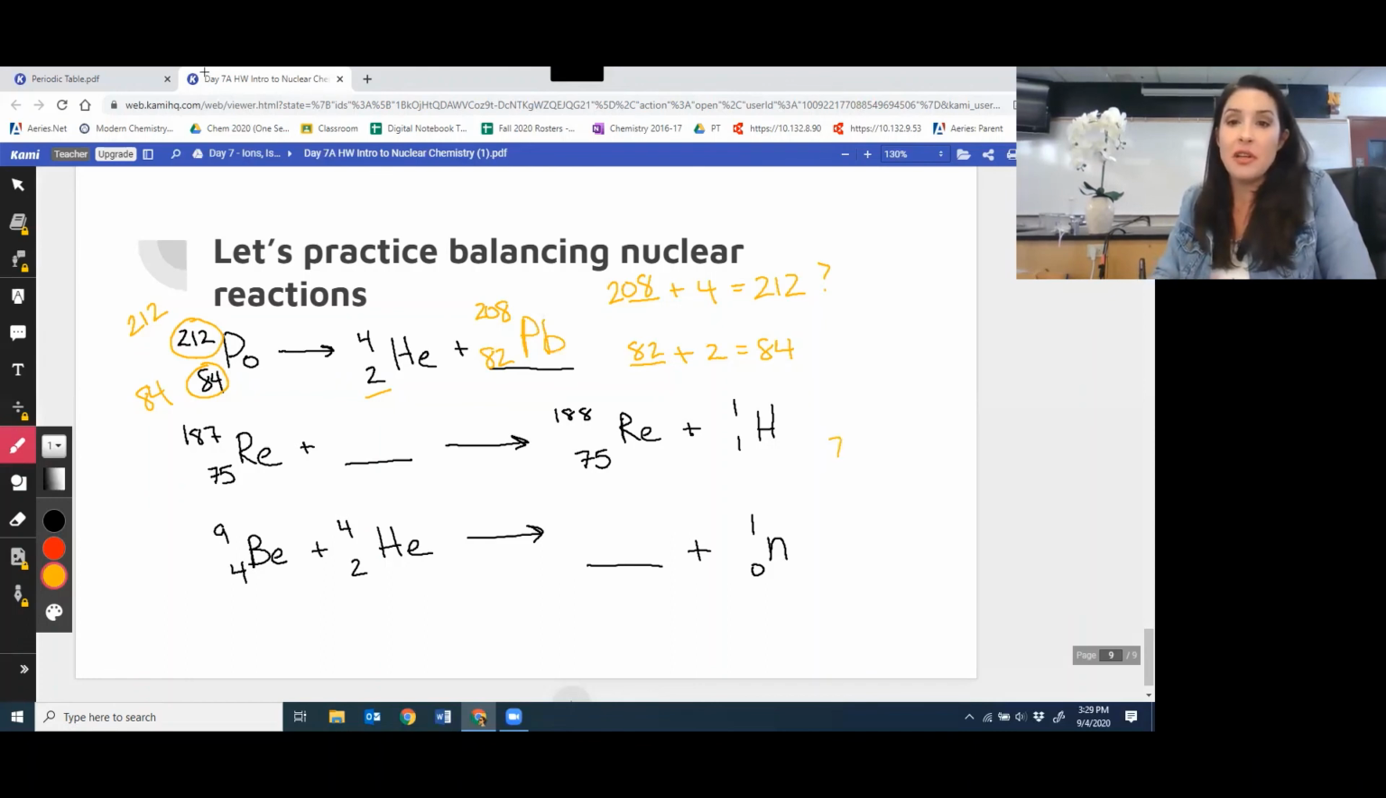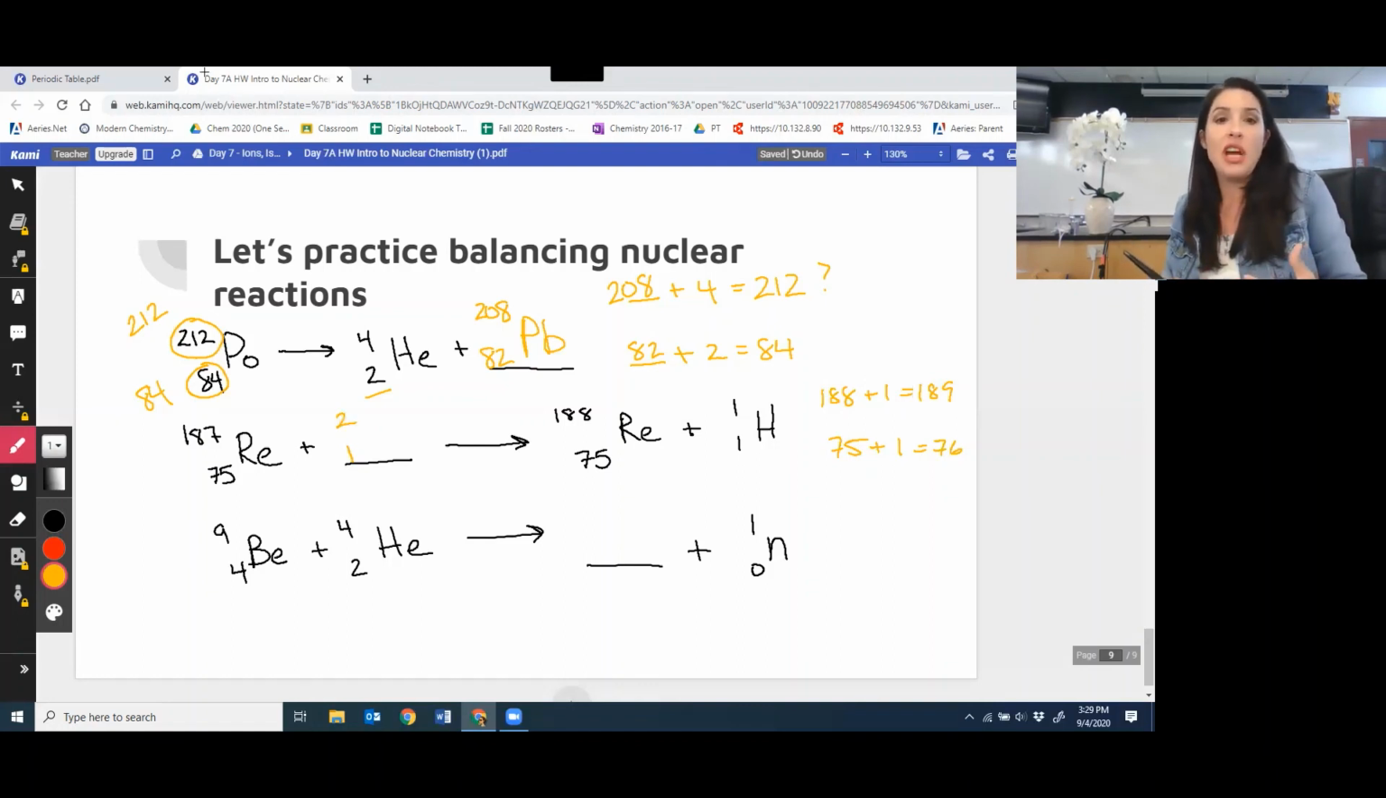75 plus 1 equals 76 protons. Over here on this side, I already have 75, so I think I just need one more proton to balance it out. Up on the top here, I've got 188 plus 1, so 188 plus 1 is 189. So on this side, I have 187 already. I need to get to 189, so I'll put a 2 here.